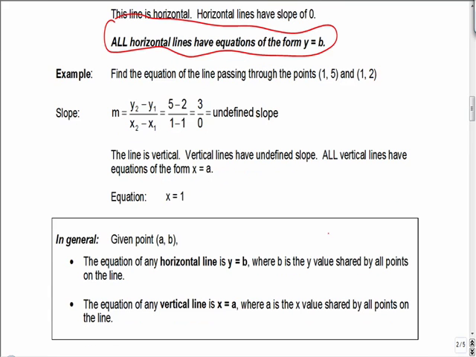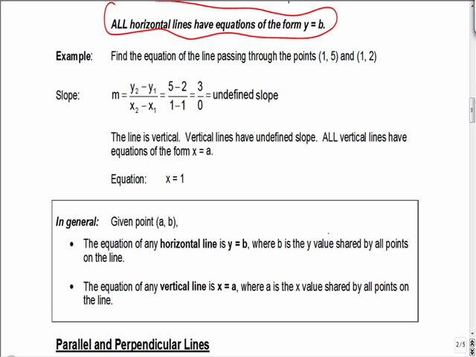So in general, given a point (a, b), the equation of the horizontal line through that point is y = b, where b is the y value shared by all of the points on the line. The equation of any vertical line is x = a, where a is the x value shared by all of the points on the line.